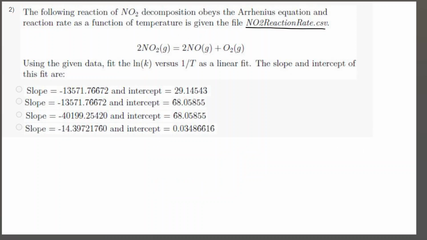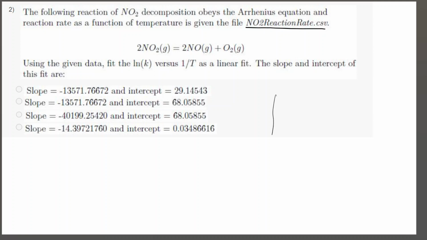Okay. Next, they are saying the following reaction of NO2 decomposition obeys the Arrhenius equation. It's a chemical reaction obeying the Arrhenius equation, and the reaction rate as a function of temperature is given in the file. In the file, they have given the x and y values, temperature and rate. They're asking us to fit ln k on the y-axis versus temperature on the x-axis as a linear fit, and they're asking for the slope and intercept of the fit.